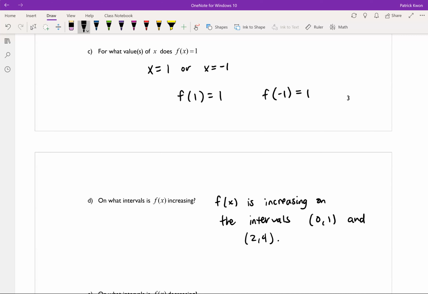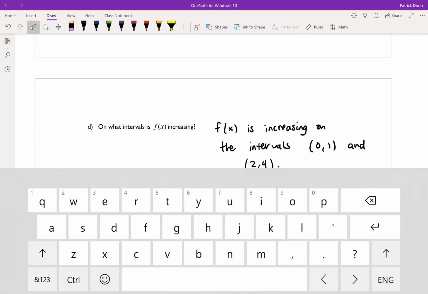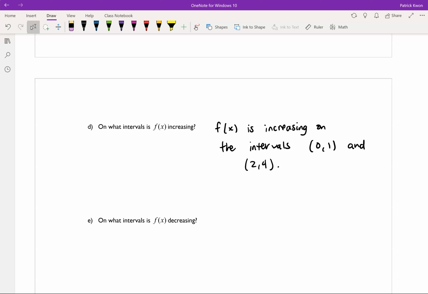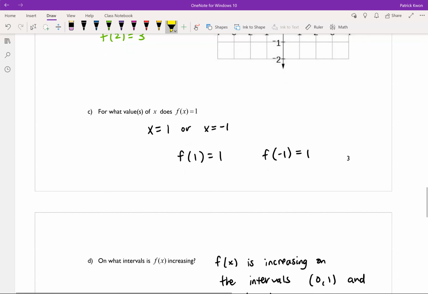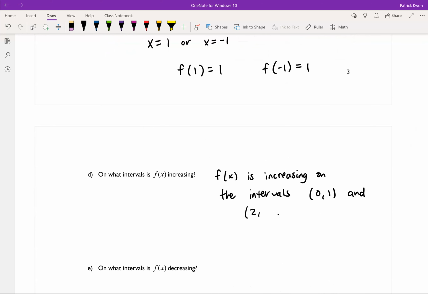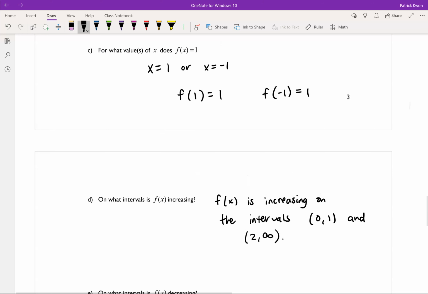All right. Now, part E says, on what intervals is f of x decreasing? So let me highlight those on the x-axis. Because there's an arrow right here, that means it goes on. Oh, I made a mistake. There's an arrow there too. So actually, it doesn't just stop at 4. This goes to infinity. Hopefully you caught that before I did.